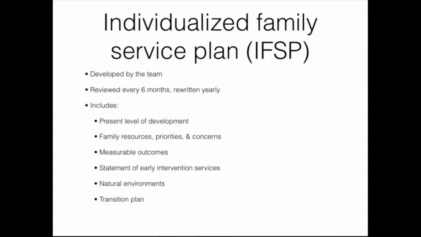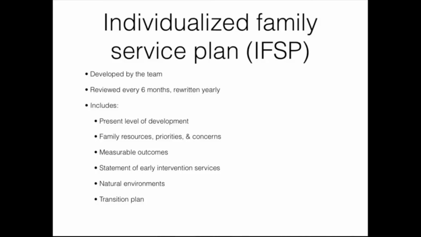The IFSP includes a statement of a present level of development, a discussion of family resources, priorities, and concerns, measurable outcomes. And it's important to note that the IFSP is a very family-centered, family-driven document. So outcomes are determined by the family and based on what is important to the family. These are not discipline-specific goals. So similar to the process for an IEP, the IFSP is developed based on family needs, and then once that document's developed, then we determine whether the physical therapist expertise is needed to address those needs.